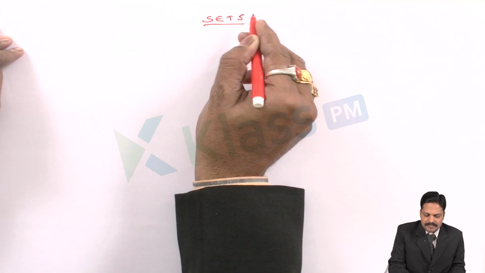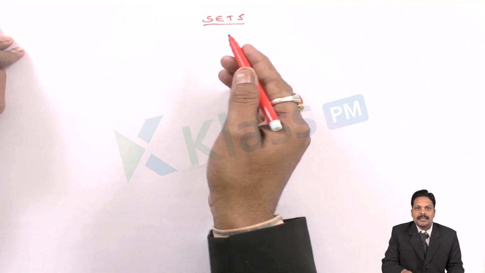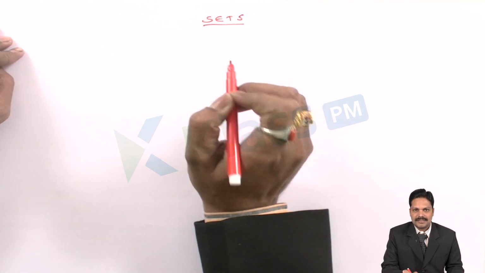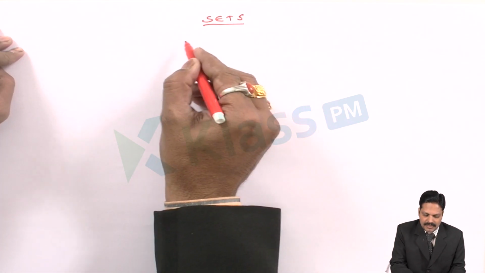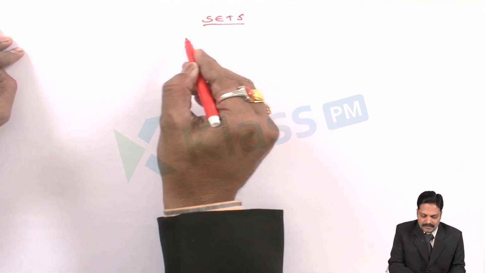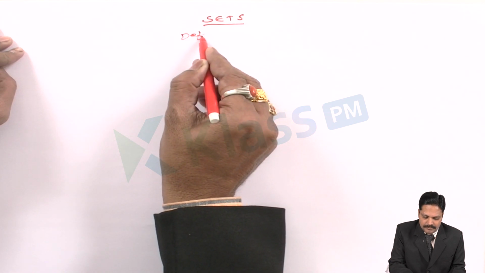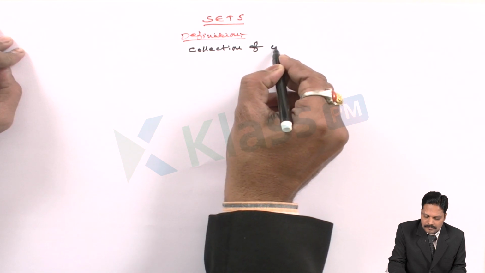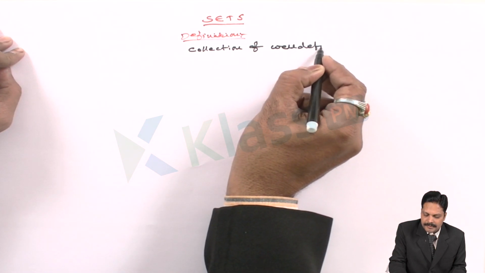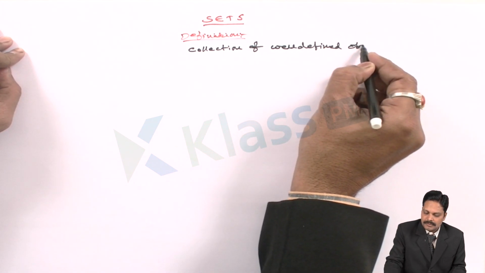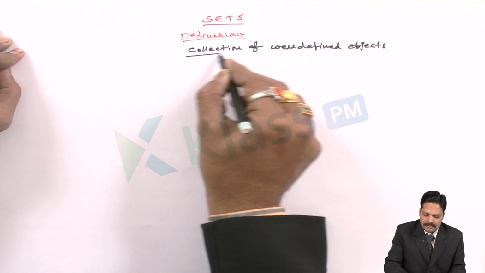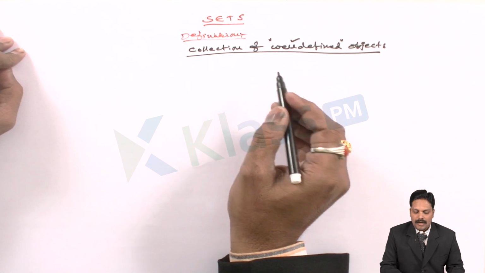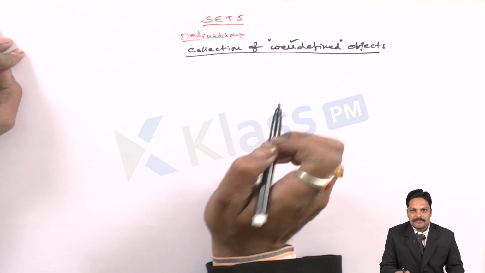Sets. What is the meaning of sets? The collection of well-defined objects is called a set. As per our definition, a set is a collection of well-defined objects. Here we are saying well-defined. How can we define this word well-defined?